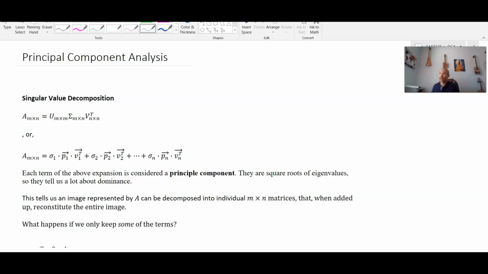into a factorization of three matrices, U times sigma times V transpose. And the dimensions are m by m, m by n, and n by n. And when we multiply those together, we reconstitute the A matrix.